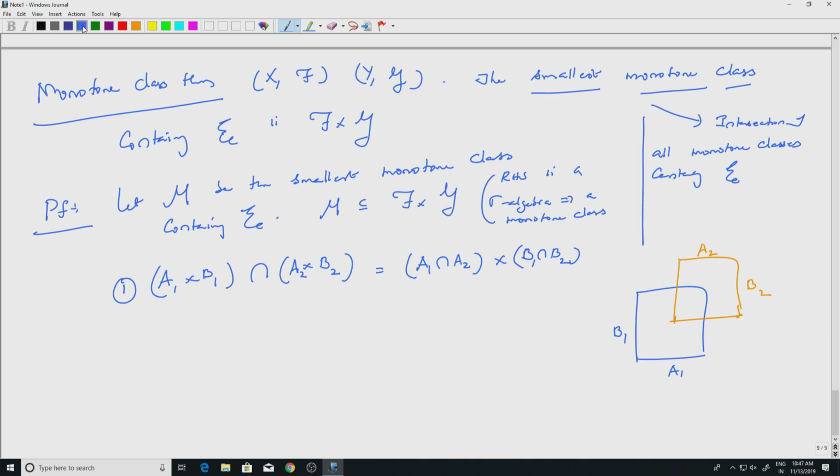That is simply this portion, right? So this portion is the intersection of A1 cross B1 and A2 cross B2, and I want to say that is same as A1 intersection A2, so that would be this portion, right. This is A1 intersection A2 and B1 intersection B2, that is the product of that. So that is trivial. Okay, so that is one property.